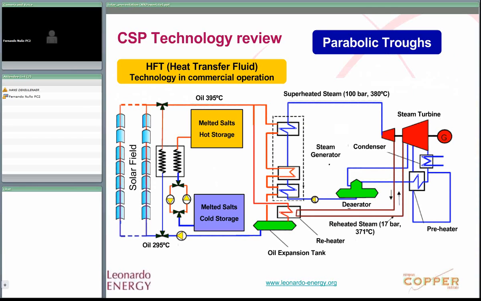The condenser is an important feature, as if we use wet technology we will consume water, but the condenser can also work with ambient air. In this case the efficiency of the cycle is lower, but it doesn't need a huge amount of water for cooling.